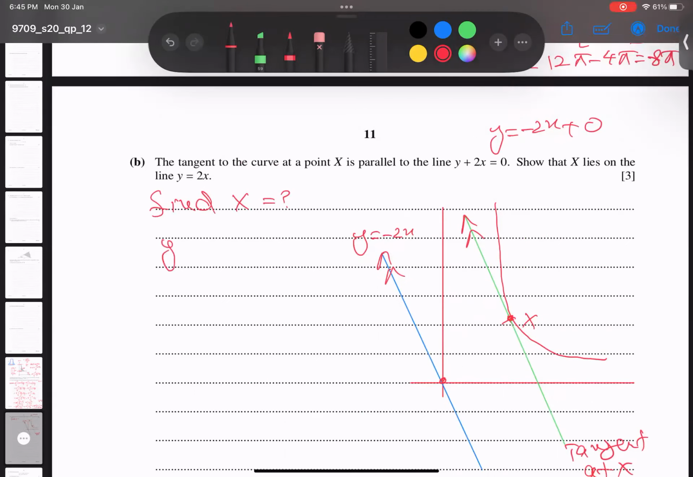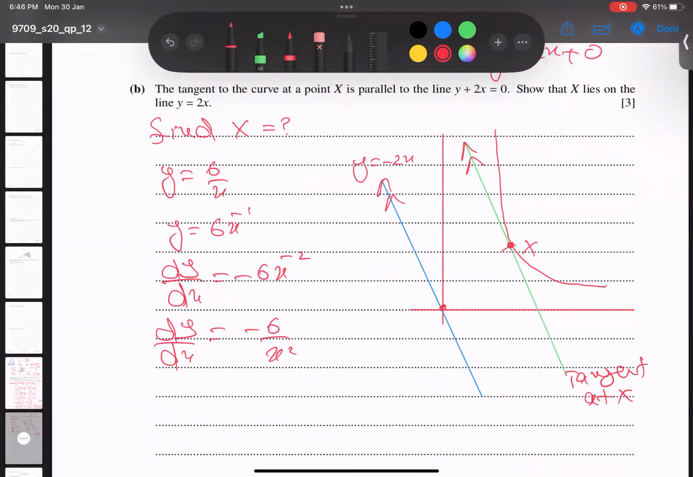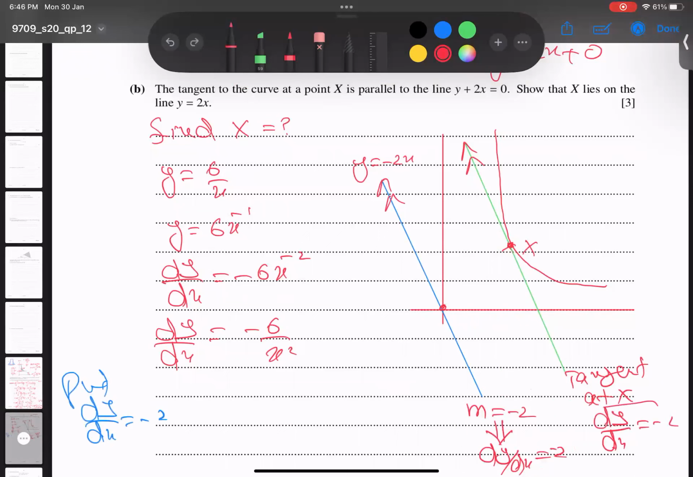Now at X, because you know they are parallel, they have the same gradient. What is the blue line gradient? The blue line gradient is negative 2. It means the tangent's dy/dx is also minus 2, and this minus 2 I'm going to plug in here. So I write dy over dx is equal to minus 2. Why minus 2? Because I don't know the x coordinate, and these two lines are parallel to each other. When they are parallel, they have the same gradient, which means the same derivative, dy over dx value.